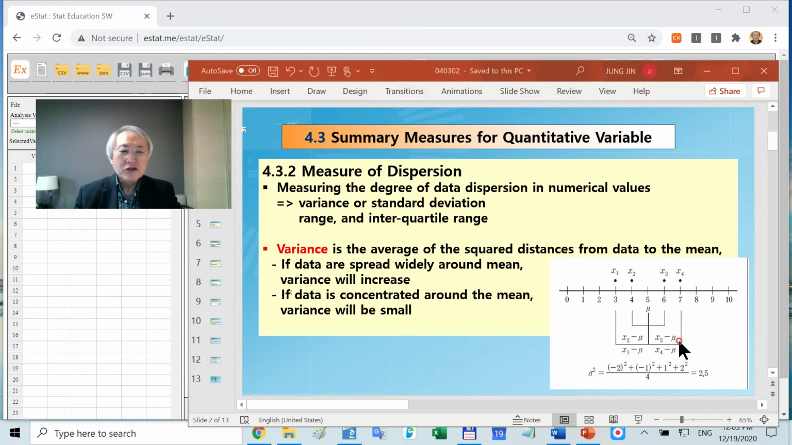It is not easy to interpret directly, but consider it is the average of squared distance. That means if data is located around the mean, the variance will have a small value. If data is widely spread, then we would have a larger variance. That's the only thing we can say.